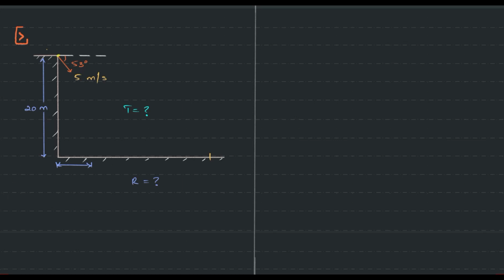This is a case wherein we are throwing an object from a 20-meter high building, but the angle at which we are throwing is not in the direction of the horizontal, but is making an angle of 53°. The question is, how long will the journey be to the ground and what is the range? So basically, what is this length and how long will it take for the object to fall to this point?